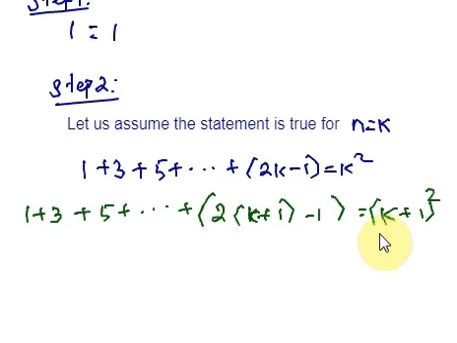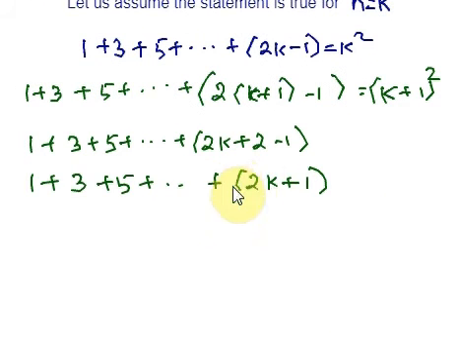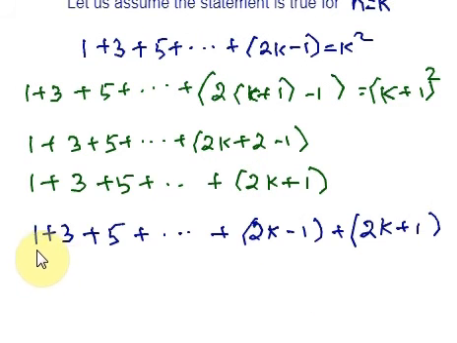Let's prove this. So by distributing, we will get 1 plus 3 plus 5 to 2k plus 2 minus 1. Now combining these two like terms, we will get 2k plus 1. So the previous term, we know that this expression is equal to k square. Am I right? We are just going to substitute this in this place. 1 plus 3 plus 5 to 2k minus 1 is nothing but k square. So this entire expression till this term would be equal to k square.